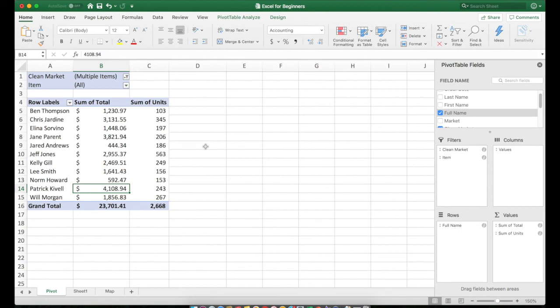So you could continue to filter this however you want, but a pivot table is a really great way to quickly digest that information and take that large data set and pull out some actionable insights from it.